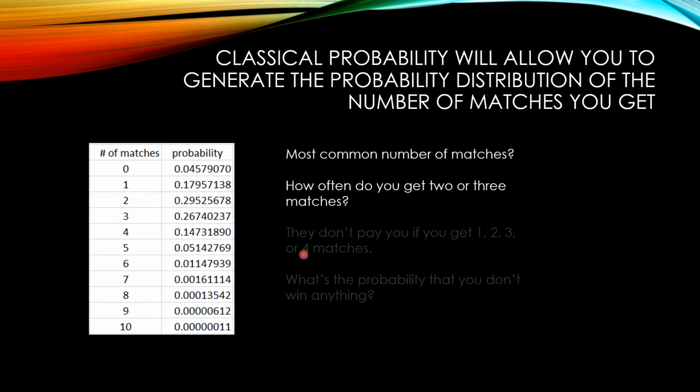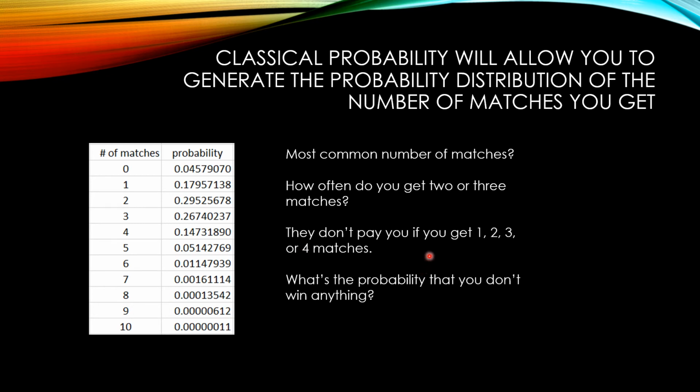But I could ask more complicated questions. For example, in this game, it turns out you don't get paid if you get a 1, 2, 3, or 4. How often would that happen? What calculation would you do? I'm betting you got it right. You'd take that number, plus that number, plus that number, plus that number. If you want to be formal about it, it's because these are 4 disjoint outcomes. You can't get a 1 and get a 2 at the same time. They're disjoint, so their probabilities add. And that's true with all 4 of these. So I could add those 4 numbers to figure out the chance of not winning any money.